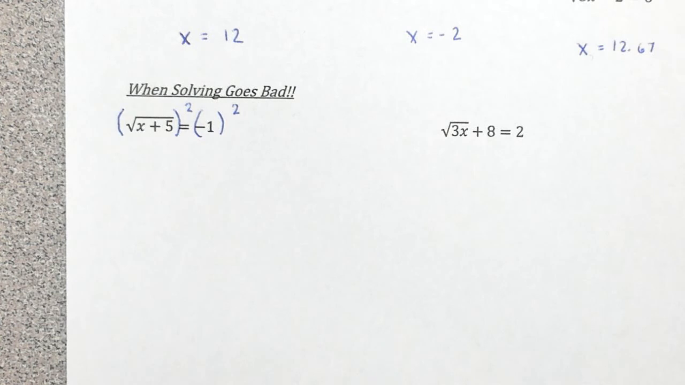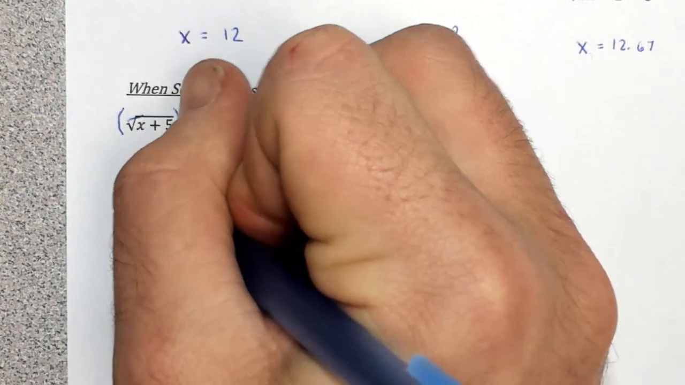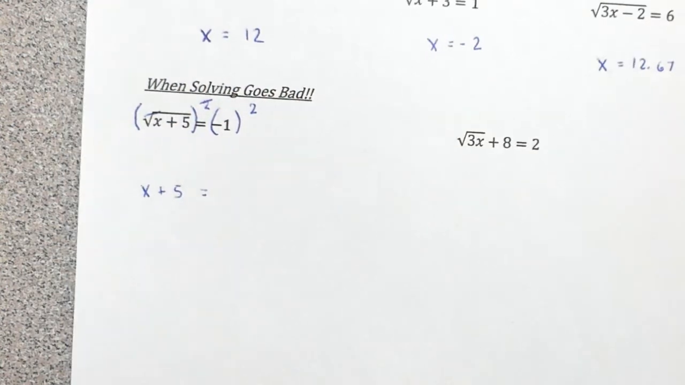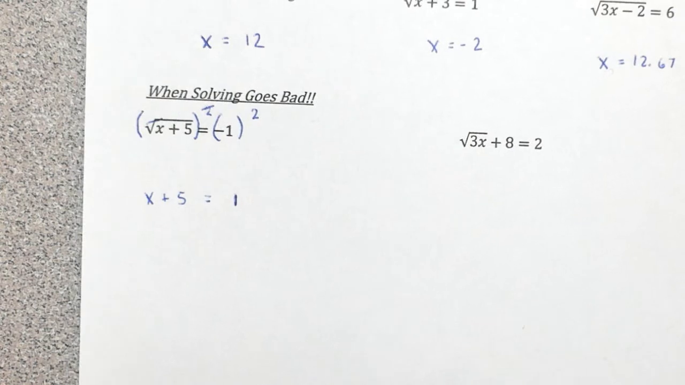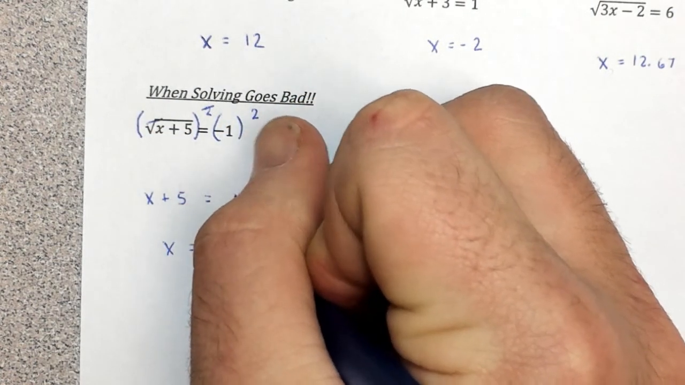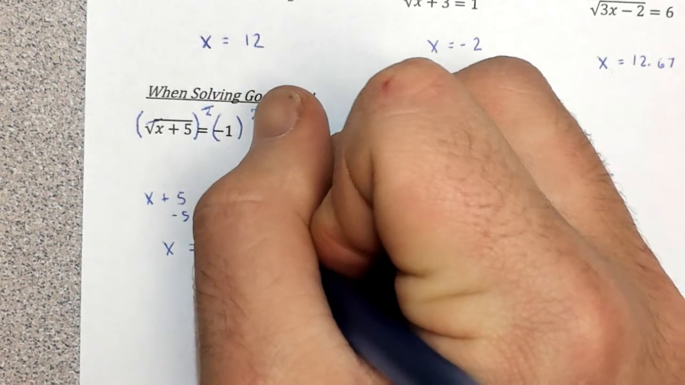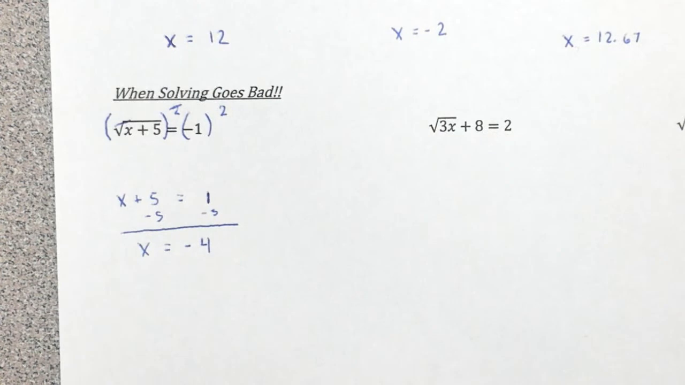Everyone with it? The square root and the square cancel. I'm left with x plus 5. Be very careful: -1 squared, -1 times another -1, will be a positive 1. To solve for x, what do I do with that 5? Minus it, so I get x is equal to -4. I'm just subtracting 5 here, subtracting 5 there. Great. Everyone happy with that answer, right?